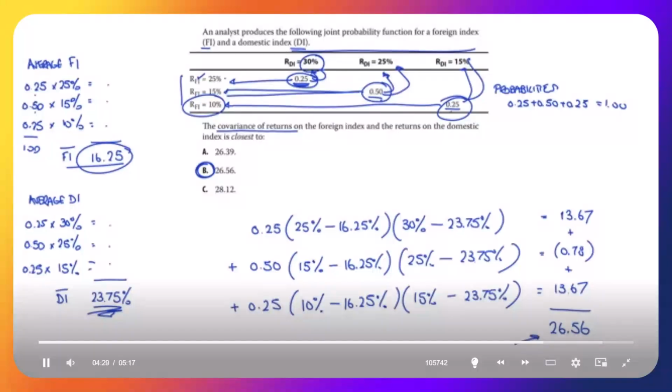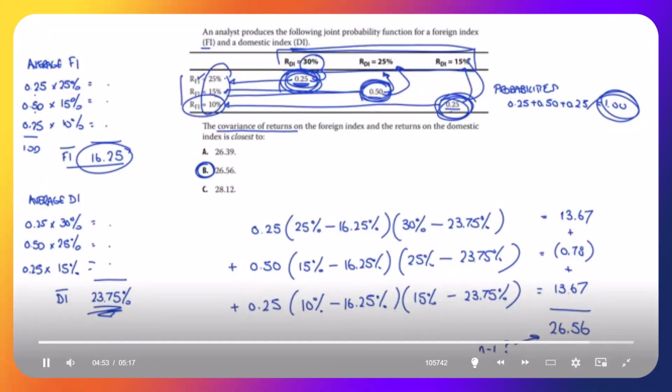Common question on calculations like this. Why are we not taking that and now using n-1? Well, it isn't a sample covariance. Look what we've got. We have the returns on the foreign index and the returns on the domestic index in every possible outcome of the world. They add up to 1. We therefore have the population.